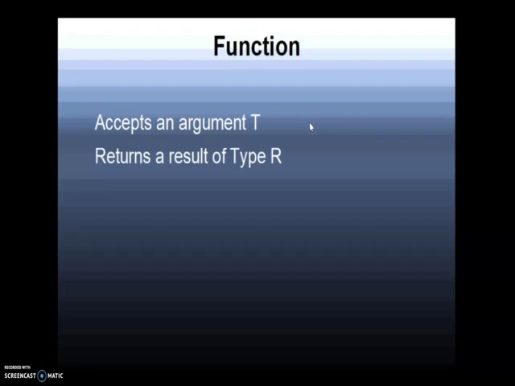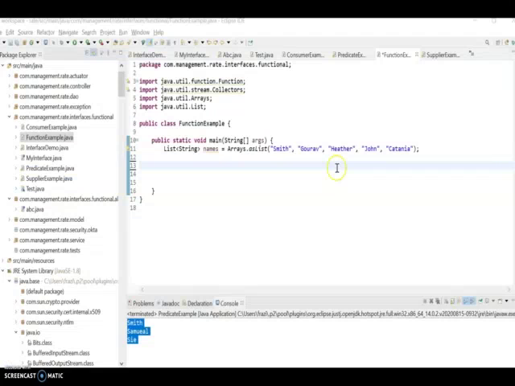The next is the function interface. A function, as the name suggests, accepts an argument of type T and returns a result of type R. All these function interfaces are in the package java.util.function. So let's see this also. Here I've created a list of names. My objective is to get the length of each of these elements. For example, Smith should give me 5, Gaurav should give me 6, and so on. So I will just create a function interface.